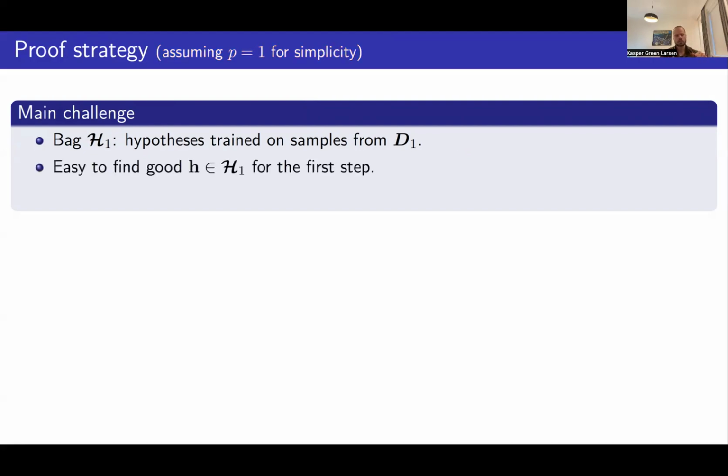And now it's easy. We already argued that you can definitely find a classifier in H1 that's good for the first distribution, for D1, because these are samples from the correct distribution. So this is going to work with high probability.